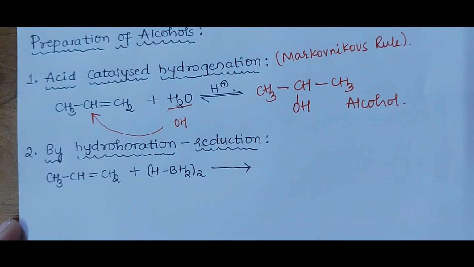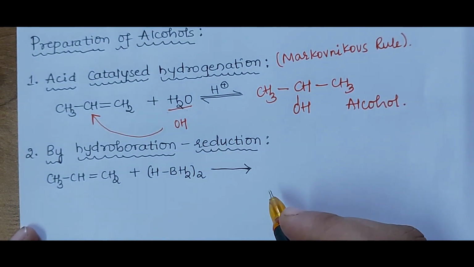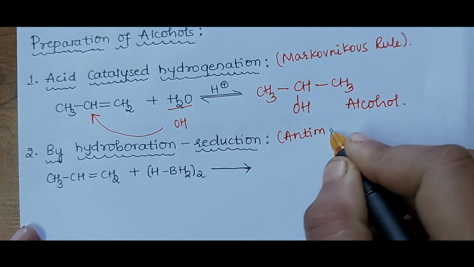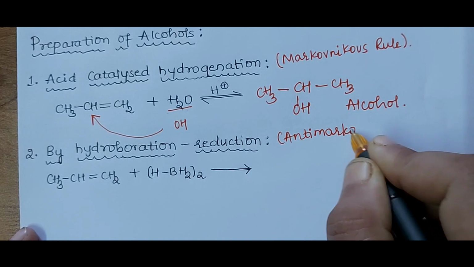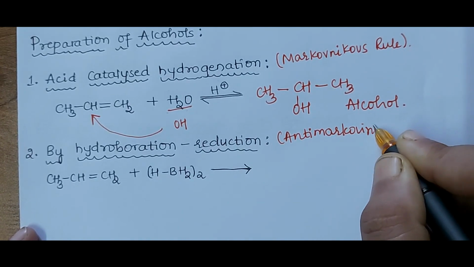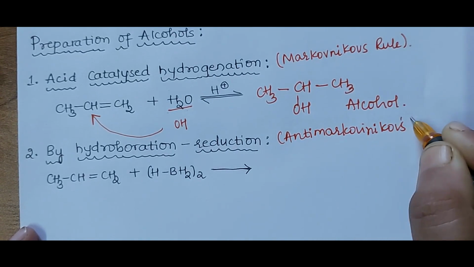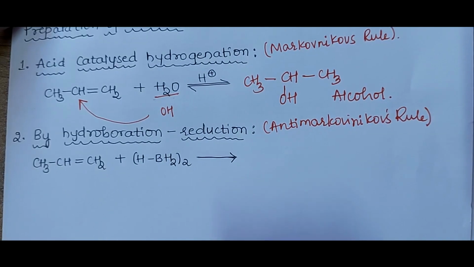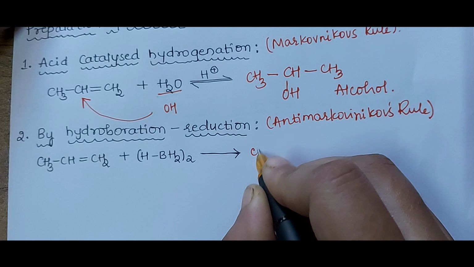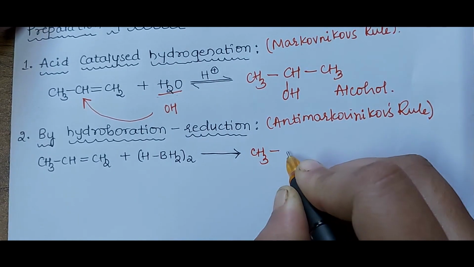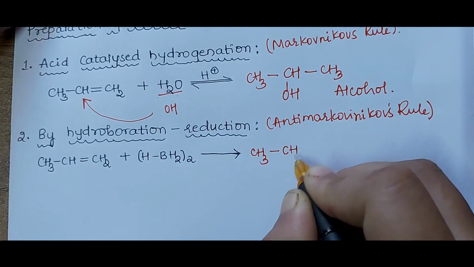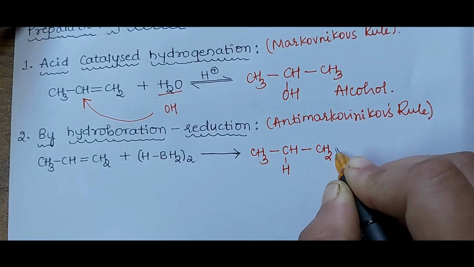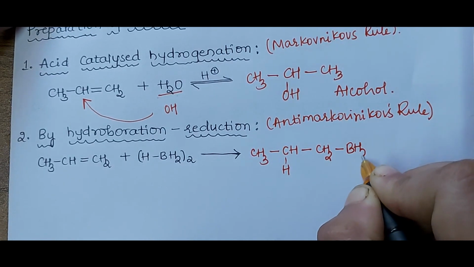Then the next reaction is hydroboration, which takes place against Markovnikov's rule, hence we call it anti-Markovnikov's addition. Here it is opposite to that of Markovnikov's rule. Here we see that boron gets attached to the carbon atom having more hydrogen atoms, and here we see that three different alkenes are reacting. So we'll write the reaction here. This is our first step.